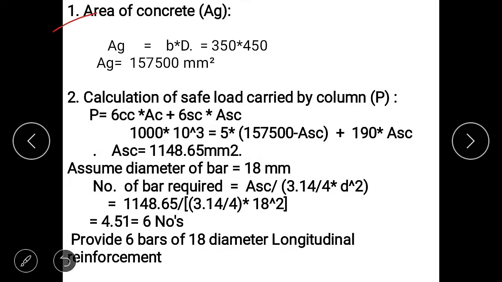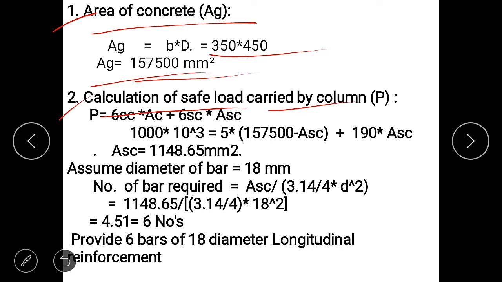Now the first step is the area of concrete. But before that, to find the area of concrete, we have to find AG, the total cross section area. Total cross section area is B into D, so 350 into 450. So AG is 157,500 mm square.